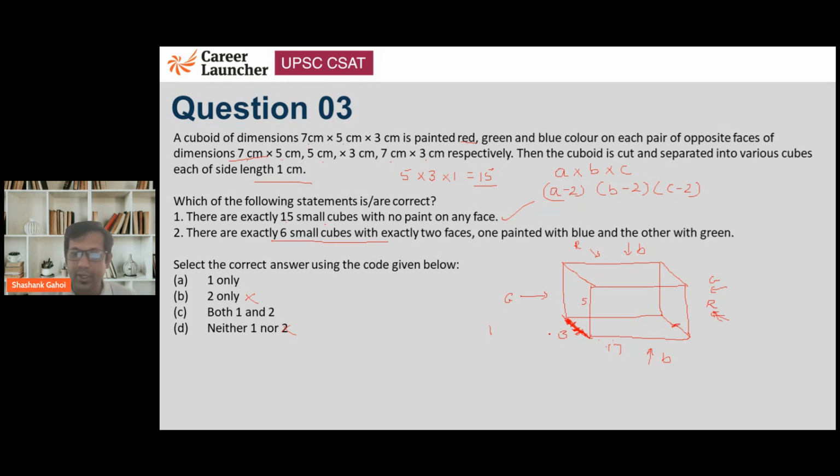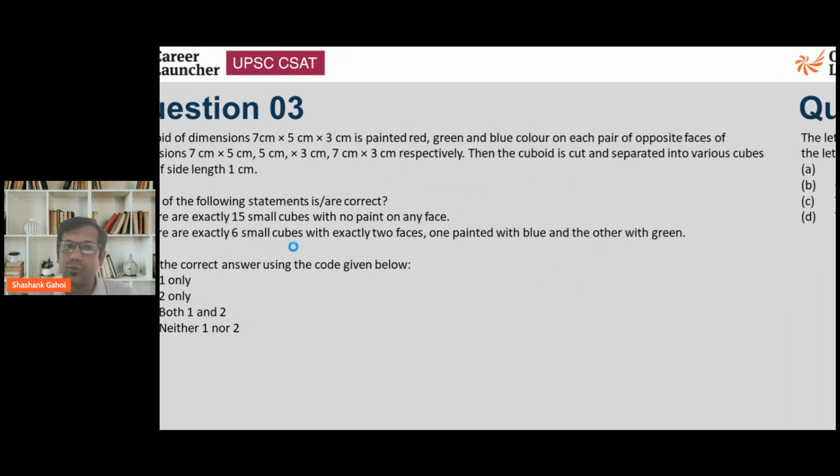This side you are going to get another one. On the top you are going to get another one, and here you are also going to get another one. So how many cubes are you going to get with exactly 2 faces painted? That is going to be 4. Okay, so basically this statement is definitely going to be false. So both can't be true. So the answer of this question becomes option A, that is 1 only. Okay. Now let's move on to the next one.